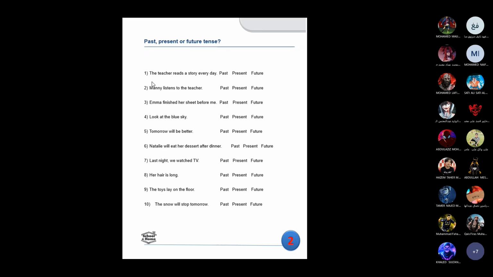So here, in number 1, guys, we have the verb reads. Number 2, we have the expression of time every day. And these two different marks refer to the present form.